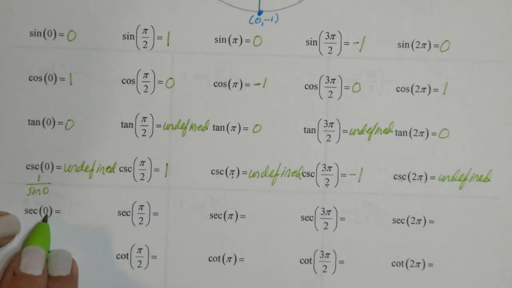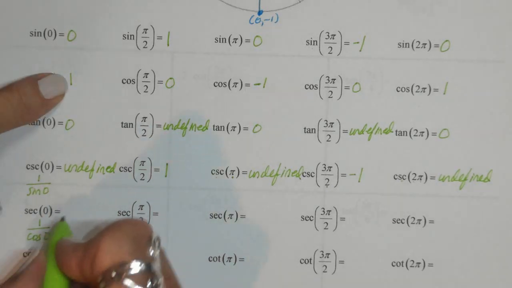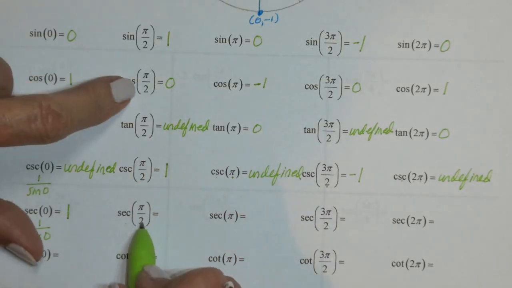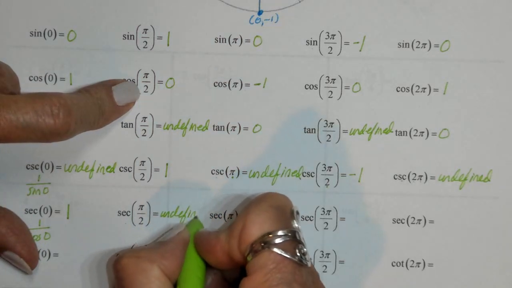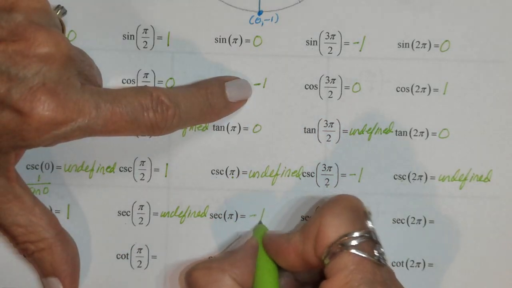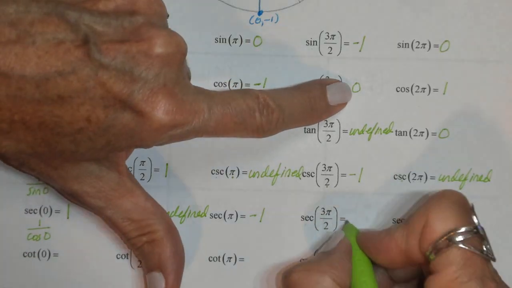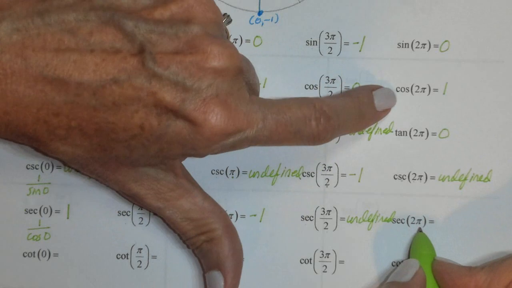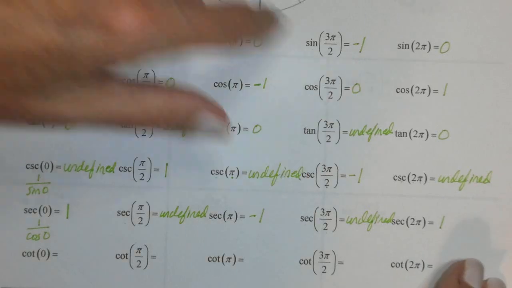Okay. Secant of 0, that's 1 over cosine of 0. Cosine of 0 is 1, so we flip 1 and we get 1. Secant of pi over 2. Cosine of pi over 2 is 0, cannot flip it, it's undefined. Secant of pi, flip negative 1, we get negative 1. Secant of 3 pi over 2. Flip 0, can't do it, undefined. Secant of 2 pi. Flip 1, 1.